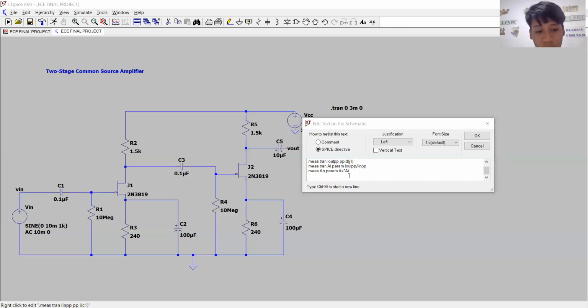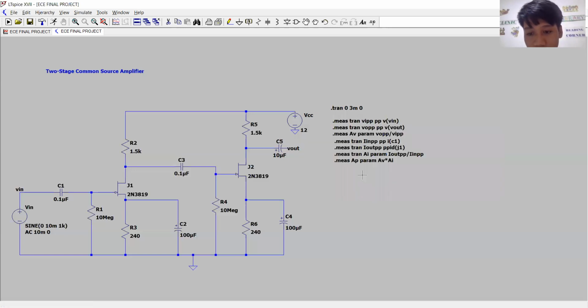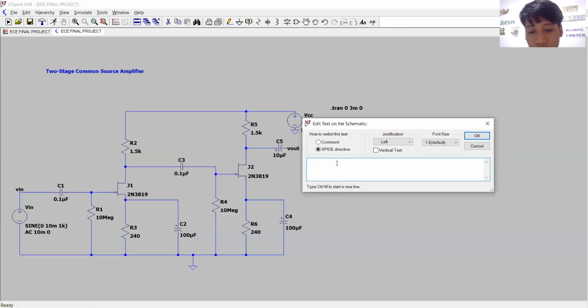And then here. After that, we will add some additional commands again. We need to find T1 and T2 and the frequency. To do that, we will type these commands.